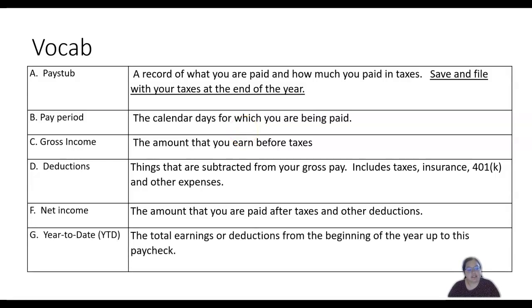Finally, we have year to date, which is often abbreviated YTD. Make sure you have both of those written down. This is the total earnings or deductions from the beginning of the year up until this paycheck. So it gives you a running total of how much you have earned and how much you have paid in each of the different types of taxes and deductions. When you're looking at a pay stub, you'll want to make sure you are differentiating between the paycheck amount and the year-to-date amount.